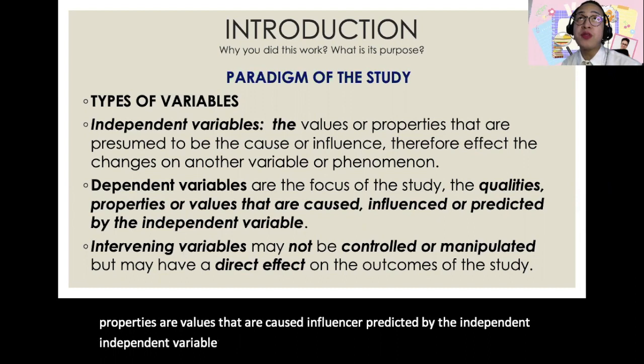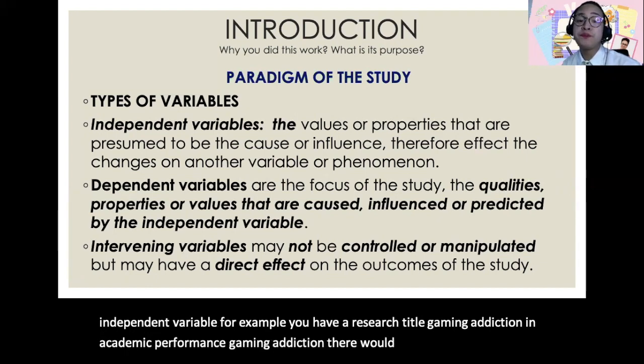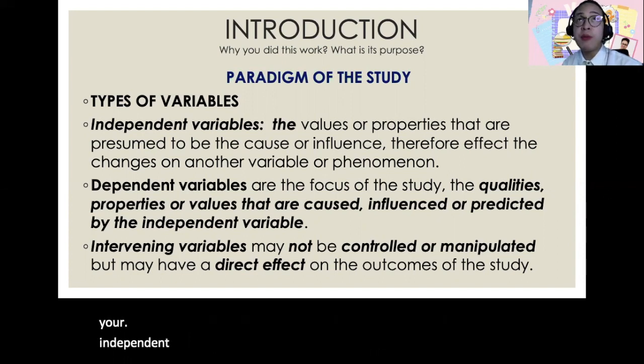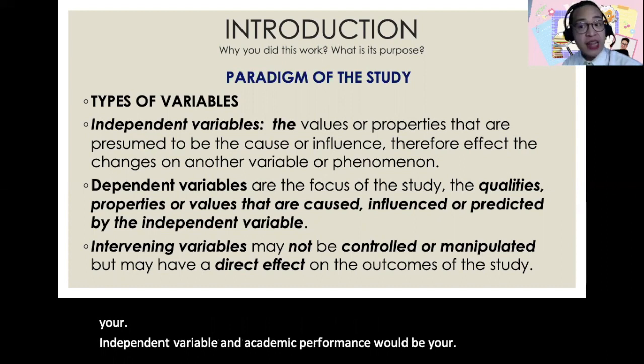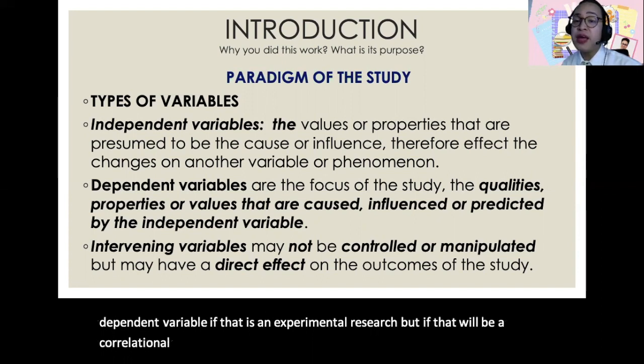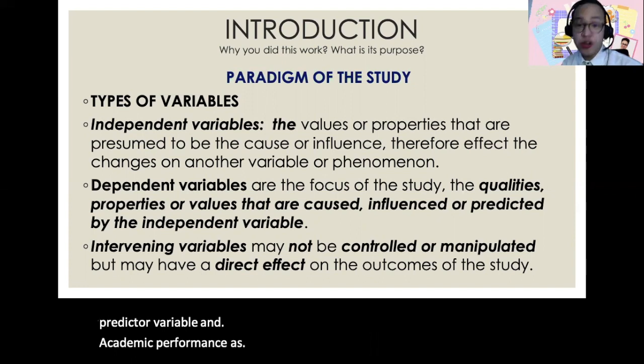For example, you have a research title, Gaming Addiction and Academic Performance. Gaming addiction there would be your independent variable, and academic performance would be your dependent variable. If that is an experimental research. But if that will be a correlational research, we call computer gaming addiction a predictor variable and academic performance a criterion variable.